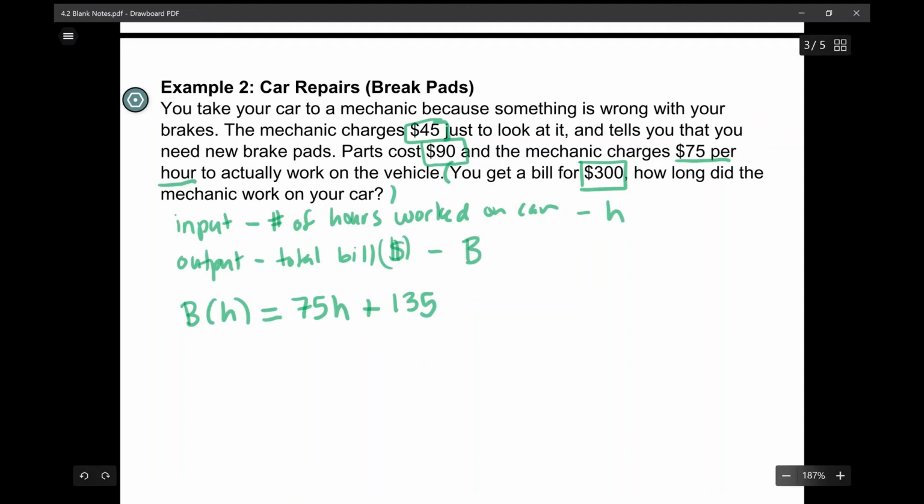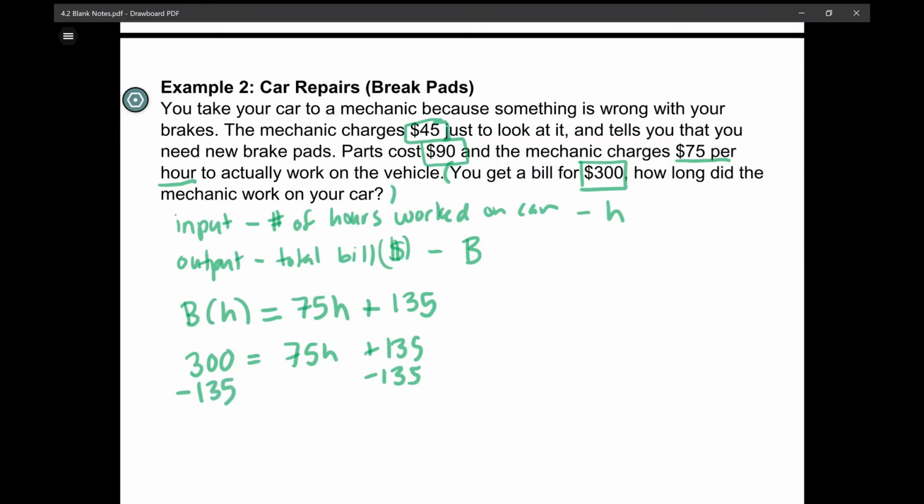Now I get to finally ask my question here. Your bill is for $300. How long did the mechanic work on your car? Again, I'm going to look at the units. It's not hours, right? I want to know hours. It's putting it in for dollars. So I'm going to put in 300 for my B of H and solve. Subtract 135 from each side. That's 100. No, I did that wrong. 300 minus 135 equals 165 equals 75H.